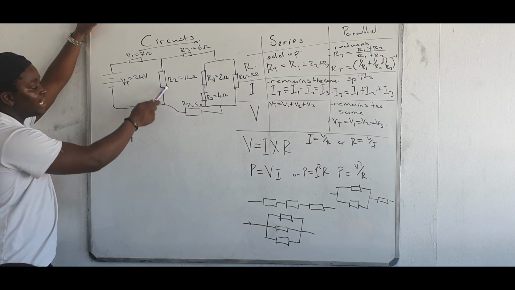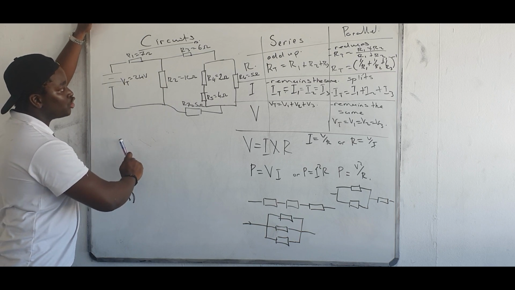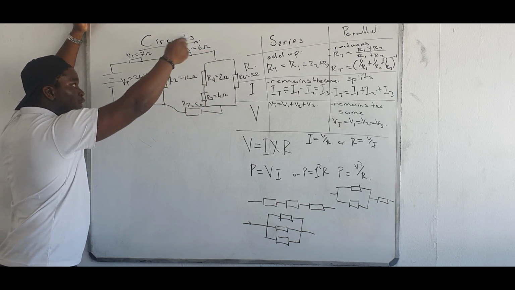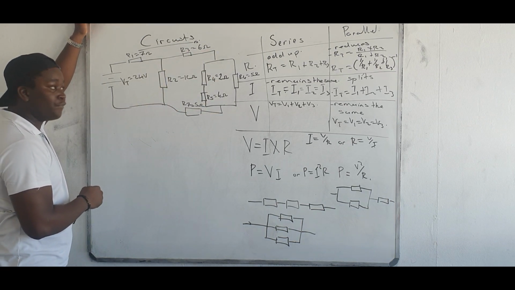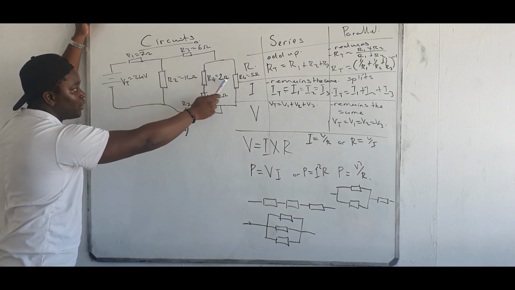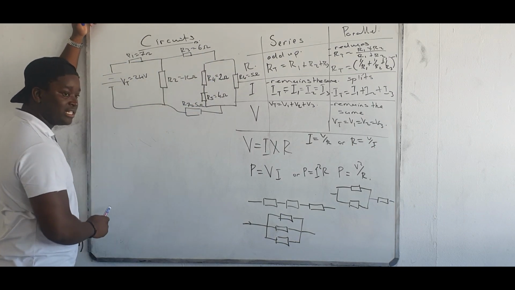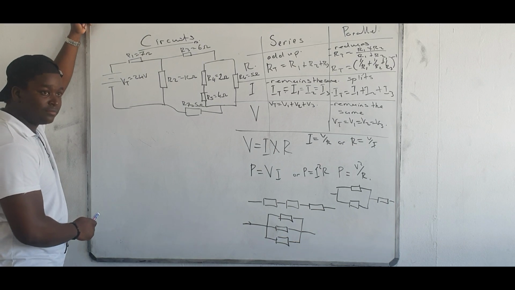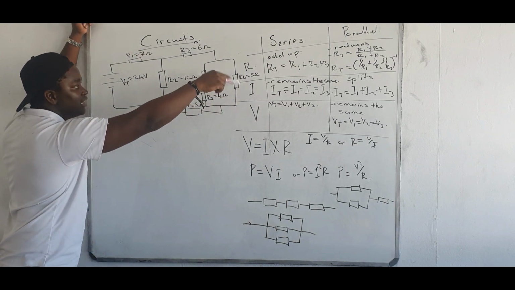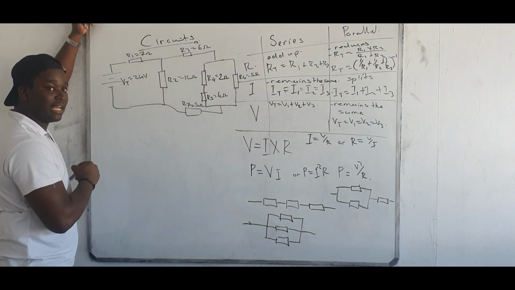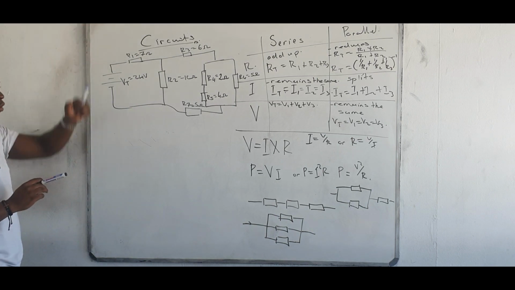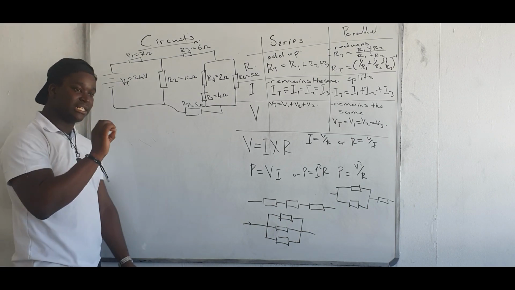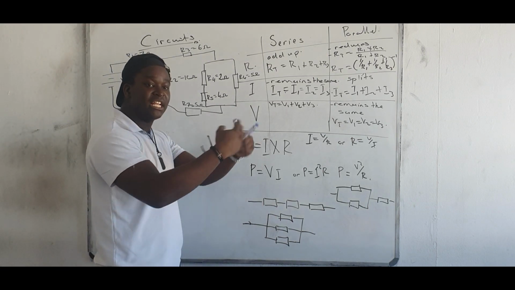Because not only is R2 in parallel with R7, it's also in parallel with this branch, and with that branch. But if we look at R3 and this one, they are connected in series. But if we look at these ones, they are connected in parallel and in series. So what I want you to do is look at the small resistors that you can eliminate bit by bit.